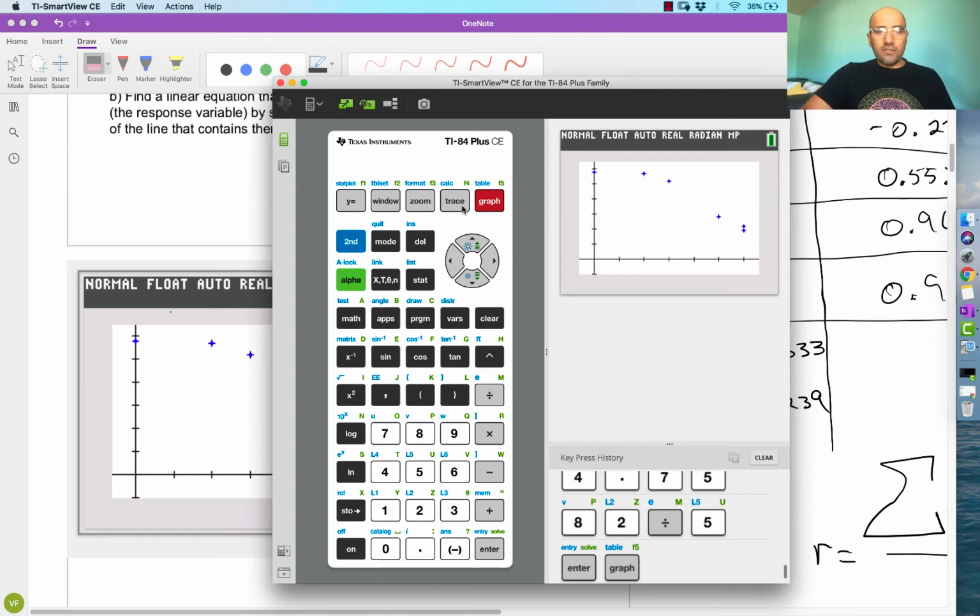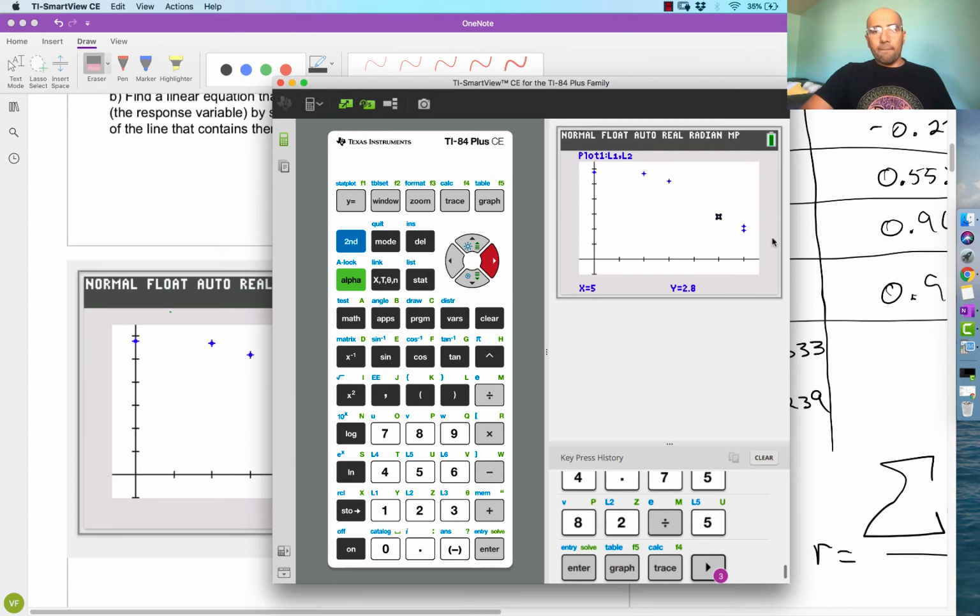Let's use the trace feature. Maybe this point right there, and maybe this top one, or maybe this one. Yeah, that seems like a good guess. Maybe this point and that point. So I'm going to use the point (0, 5.8), as well as (5, 2.8). That's just a choice I'm making based on my graph. I'm thinking that if I draw that line, it'll do a pretty good job.